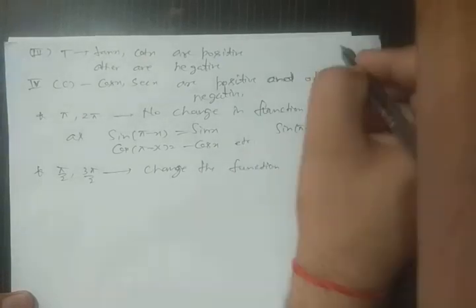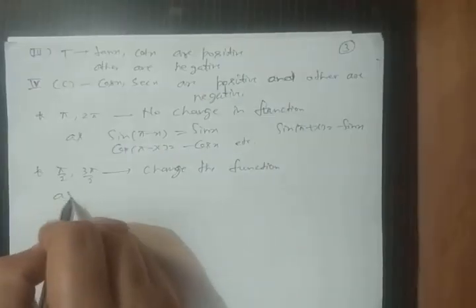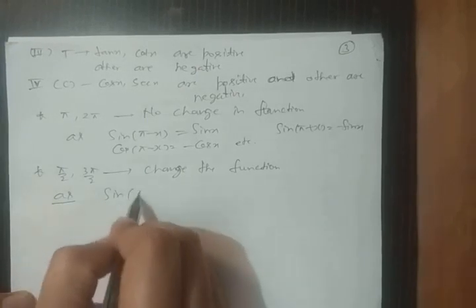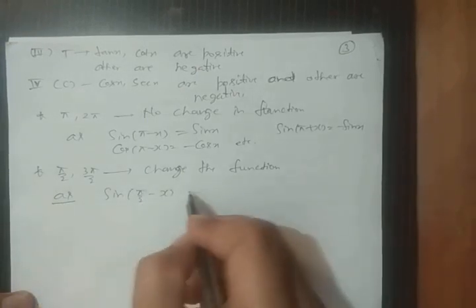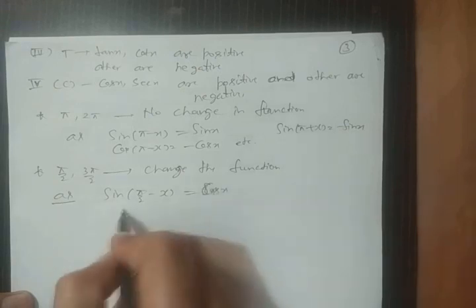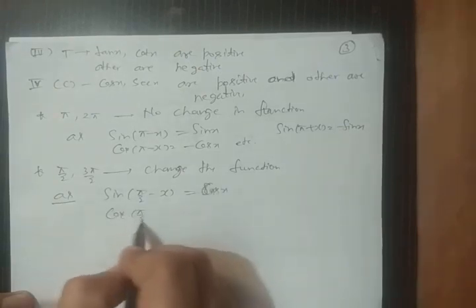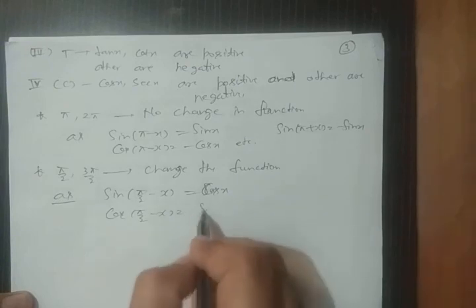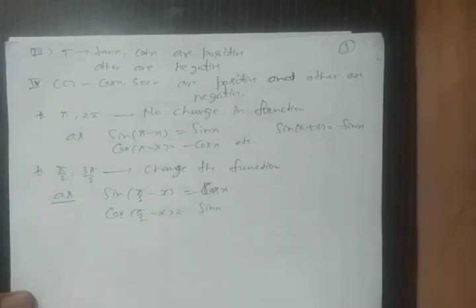Change the function, as for example sin (pi by 2 minus x) is equal to cos x. Cos (pi by 2 minus x) is equal to sin x. So remember these points.